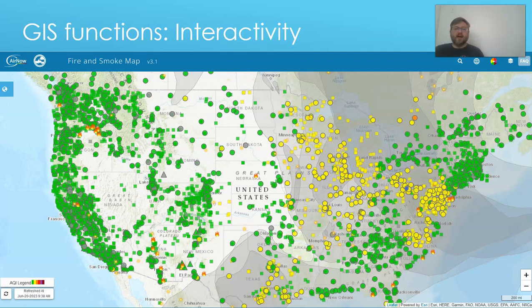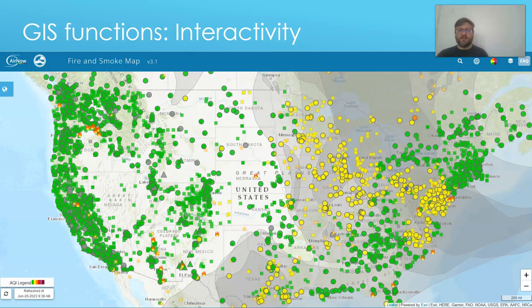With a GIS, you can zoom in and out on things. You can turn certain data layers on or off. You can change how things are displayed, like change color schemes and so forth. So this is an example. This is a fire and smoke map from this summer.